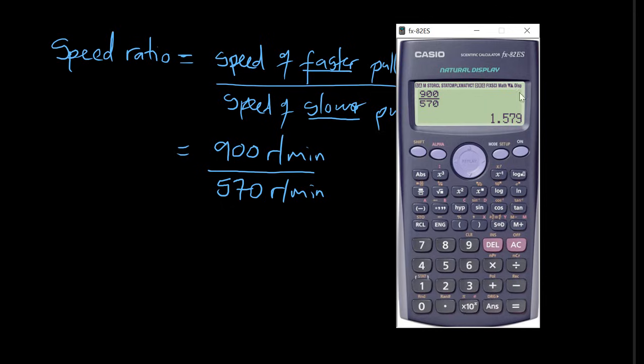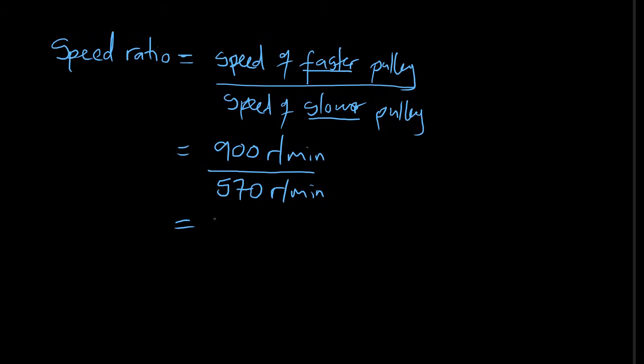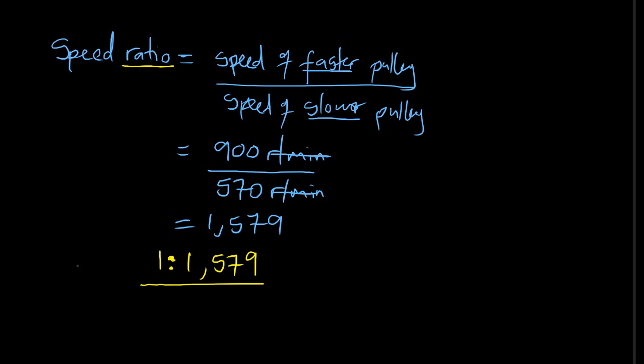As you can see, the answer I'm getting is 1,579. So you write that answer. It doesn't have units because the R per minute also was cancelling. But now this is not the final answer. You have to remember, they say the speed ratio, and your final answer, you're going to say speed ratio is now 1:1,579. This is how you write your final answer.